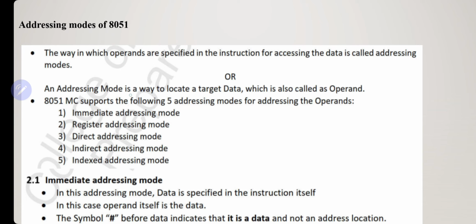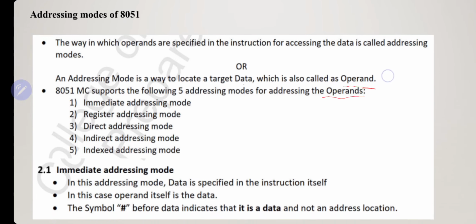An addressing mode is a way to locate the target data. It's also called the operand. The 8051 microcontroller supports 5 addressing modes for addressing the operands. So addressing modes are used in order to address the operands. For example, in MOV A, B, A and B are operands. So how can these operands A and B be addressed in different ways?